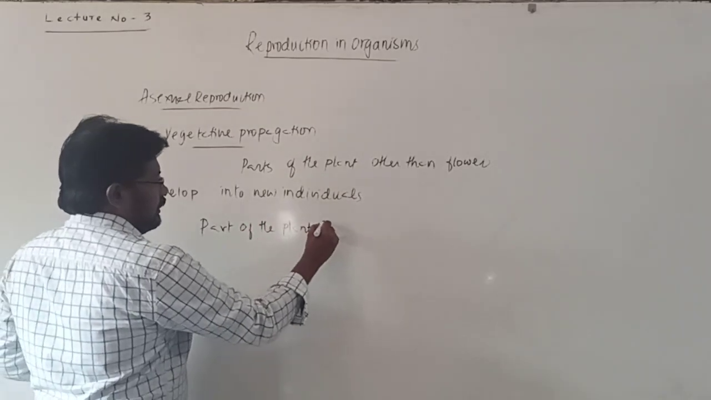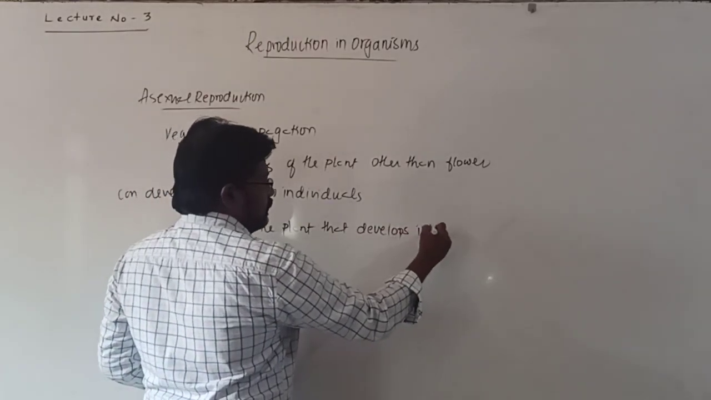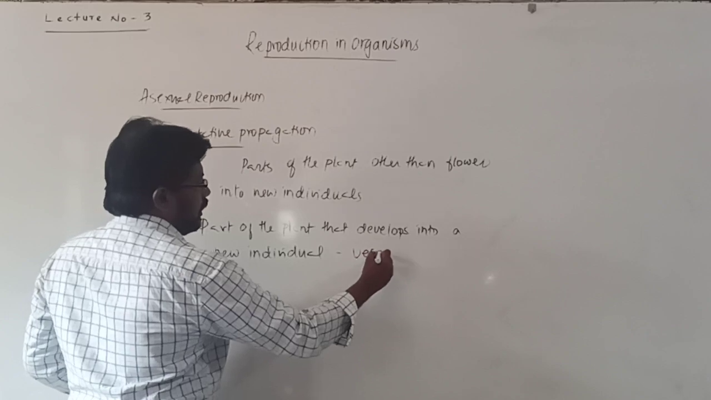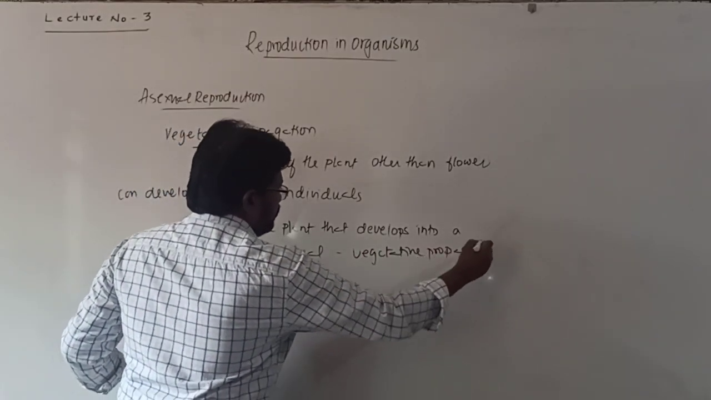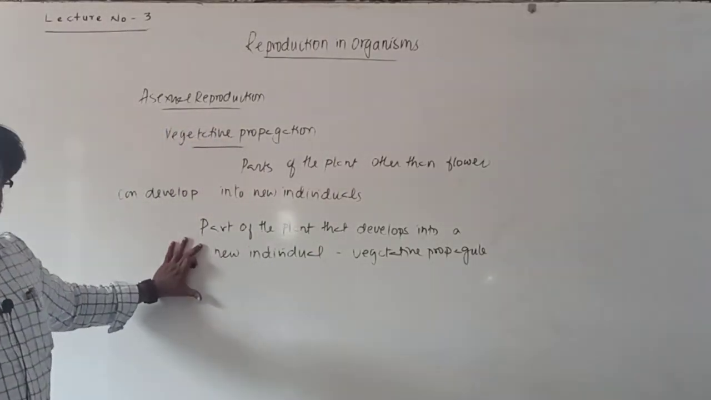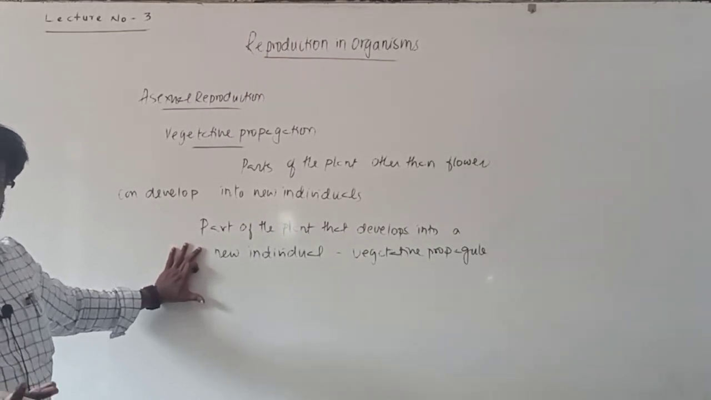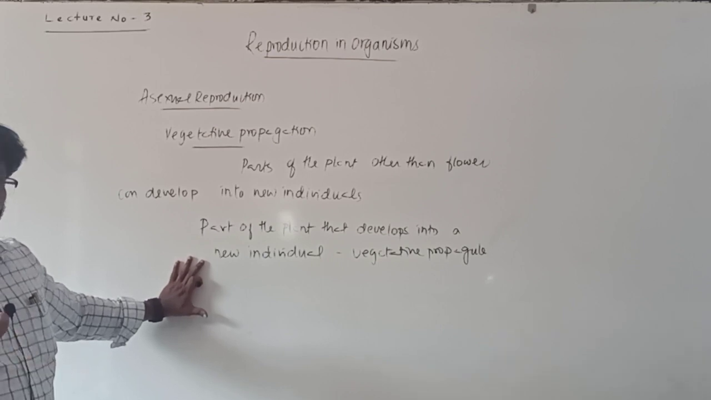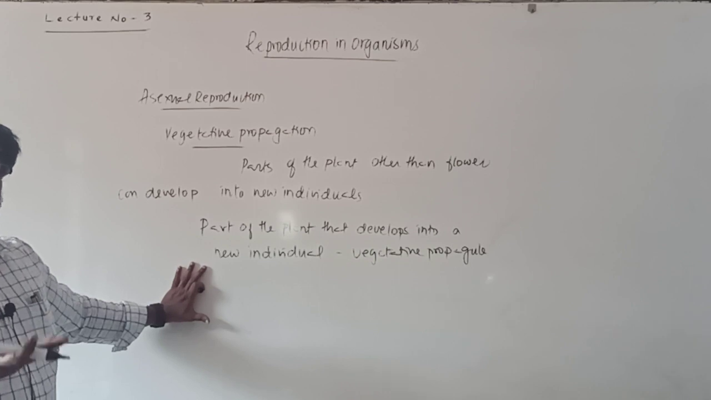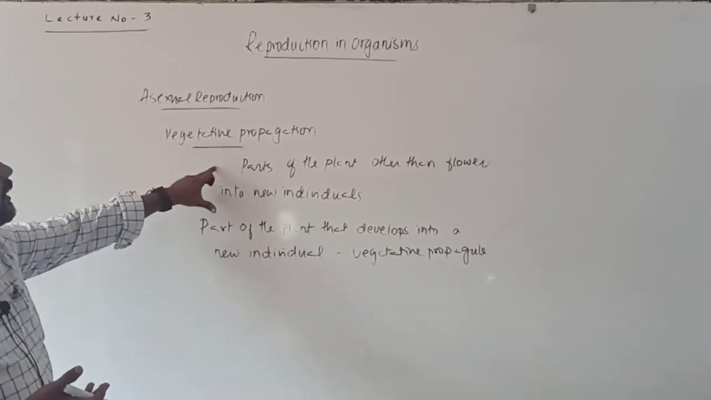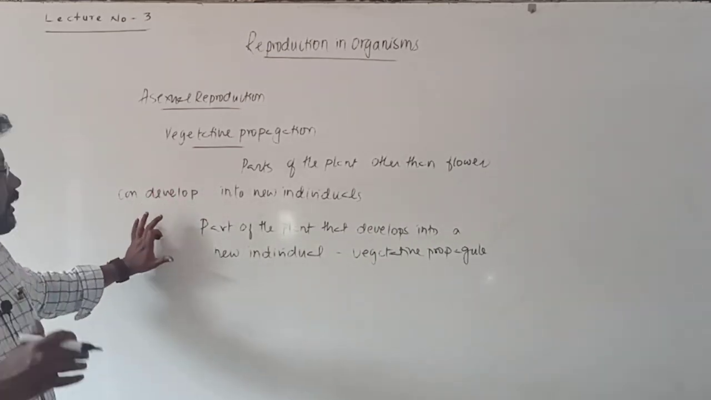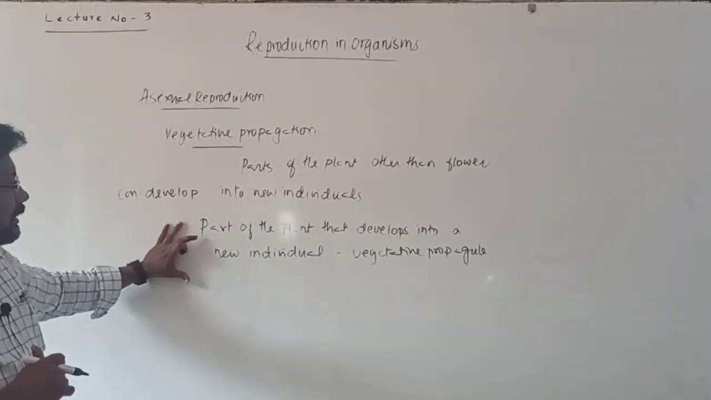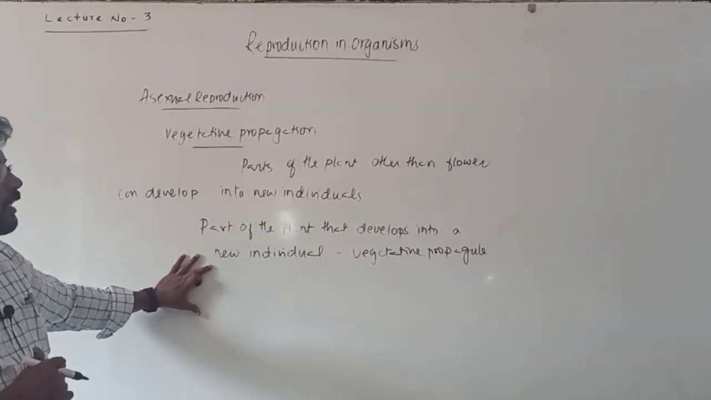The part of the plant that develops into a new individual is called a vegetative propagule. It can be any part of the plant. Sometimes the leaves will develop into new individuals, the roots will, and the stem also gives rise to new individuals. I am not talking about the flower, because if we talk about the flower, then we will be entering into the sexual mode of reproduction. So that's why I have mentioned vegetative propagation, where the parts of the plant other than the flower can develop into new individuals, and that part is called the vegetative propagule.